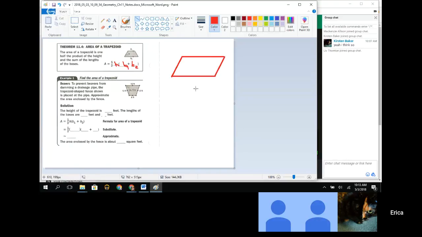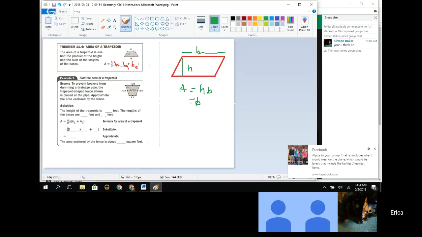So if I want to find the area of this parallelogram, this is a review from 11.1. This is the height, because it's the distance between my two parallel sides. And then this would be the length of my base. So the area of this parallelogram is the height times the base, or base times height, which means the same thing. Pretty easy.